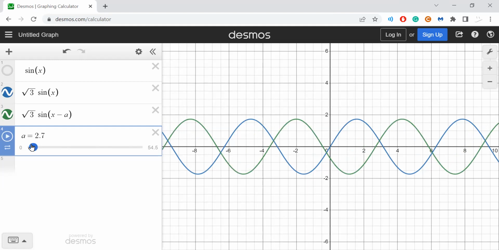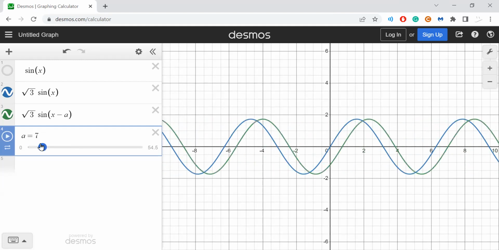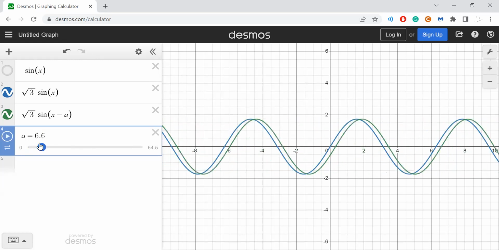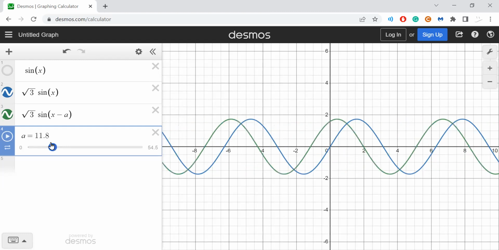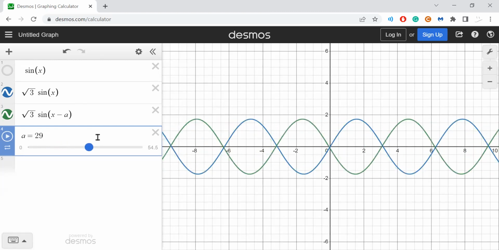Move a bit more. Move a bit more. It's moving towards the right. Yes, correct. It's moving to the right. Optical illusion, it may look like it's moving towards the left, but it is moving towards the right. Okay, so it's actually 54.